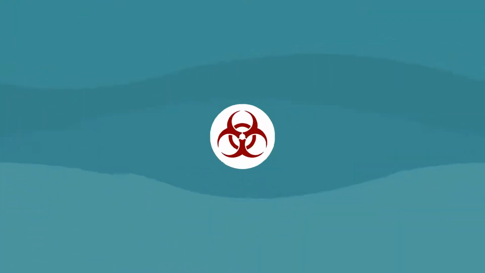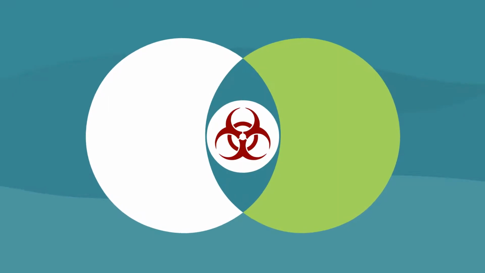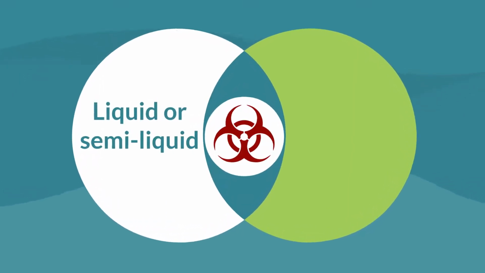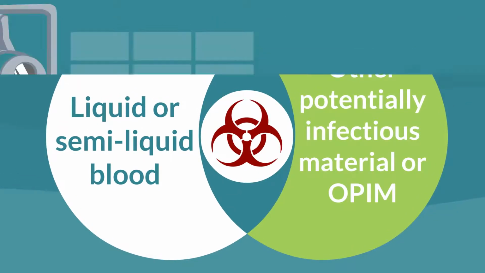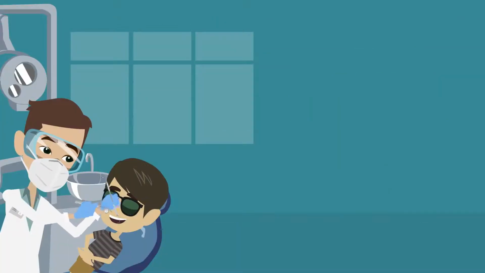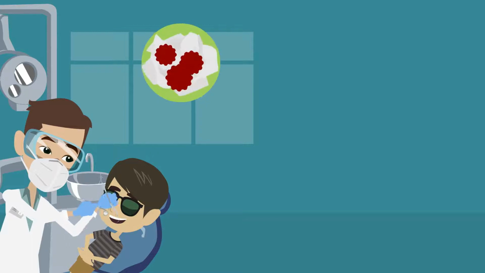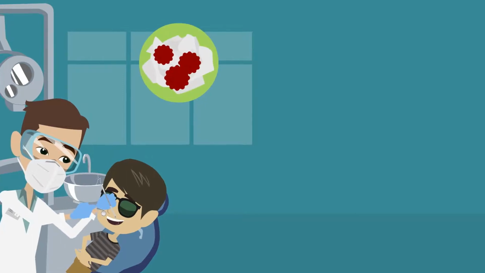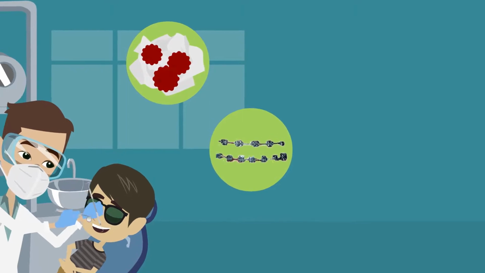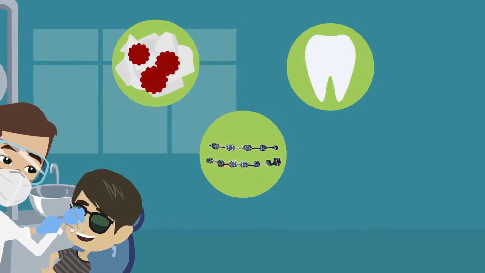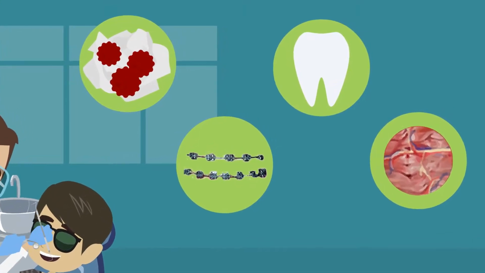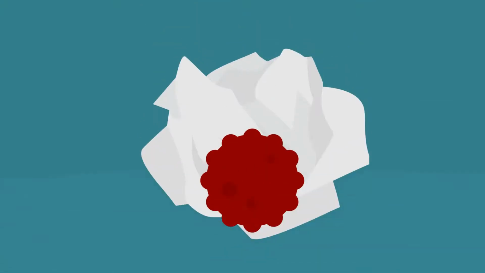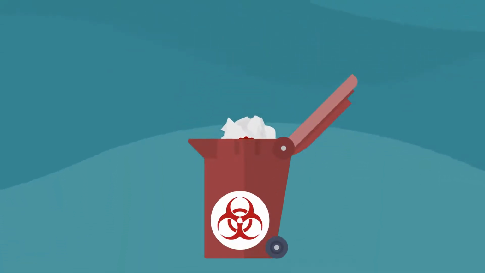Regulated waste. The bloodborne pathogens standard defines regulated waste as liquid or semi-liquid blood or other potentially infectious material, or OPIM. Examples of regulated medical waste found in dental offices include gauze saturated with blood following oral surgery, dental wires, extracted teeth without amalgam, if not to be given back to the patient, and surgically removed hard and soft tissues. If an item appears capable of releasing blood or OPIM, then it must be disposed of as regulated medical waste.